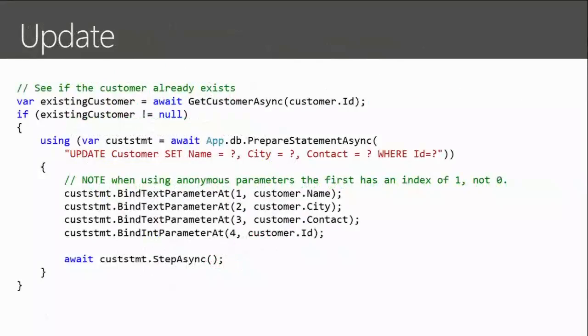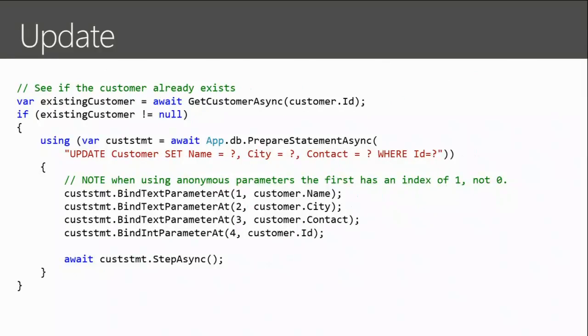So, update. I said a few slides ago, we have two ways of doing parameterized queries. You can do named parameters or you can do anonymous parameters. And this is an example of anonymous parameters where you just have a question mark in there. Set name equals question mark, city equals question mark, contact equals question mark, where ID equals question mark. And then you have to plug the values in again. Before we had bind text with name, and this time it's the other one, bind text parameter at, and you give it an index.